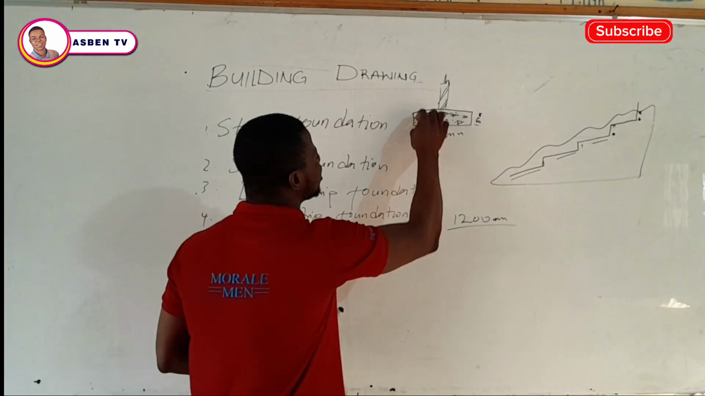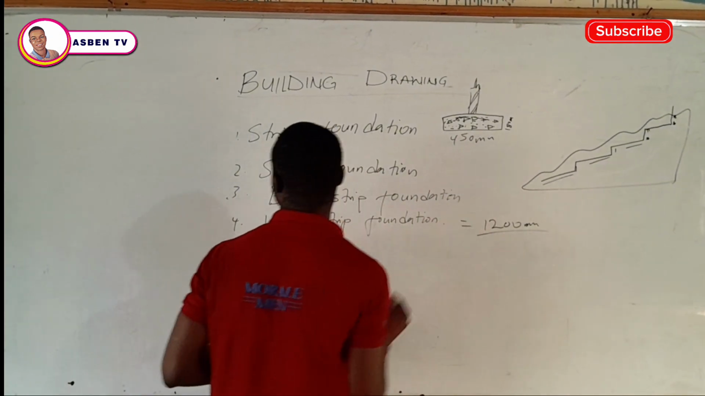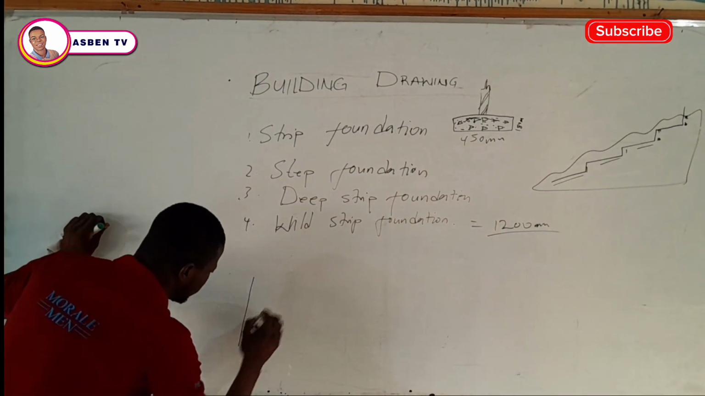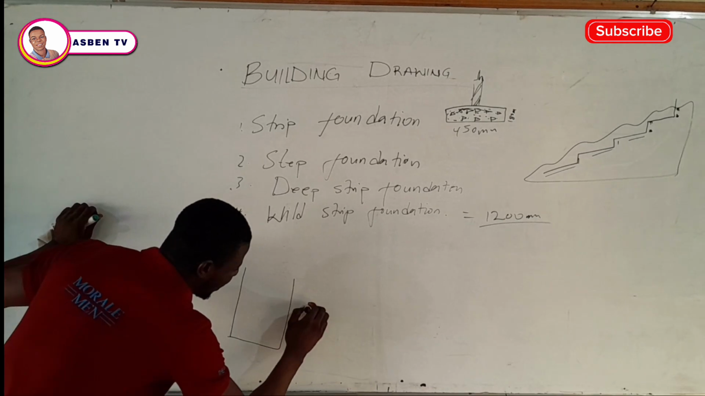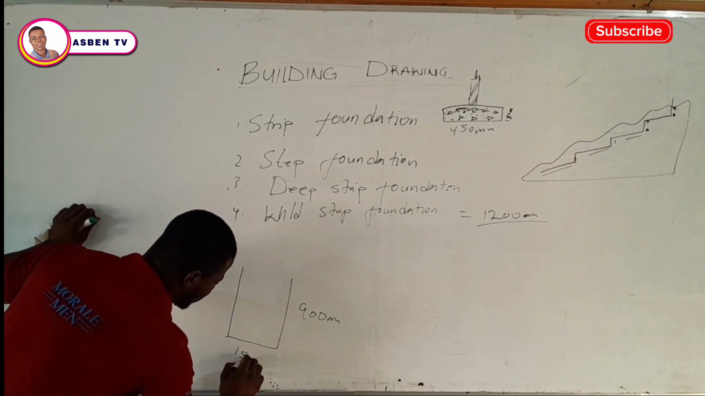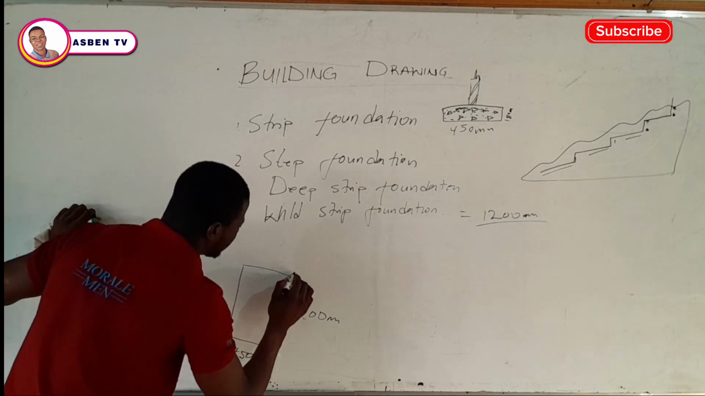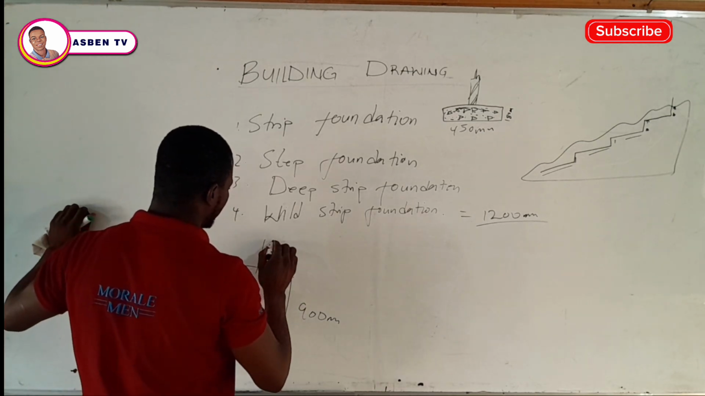Deep straight means this will go deep down, and we will use this same width. So the deep straight looks like this. You can make here maybe 900 millimeters, and here will be 450 millimeters in height. Then the wall will be on this.